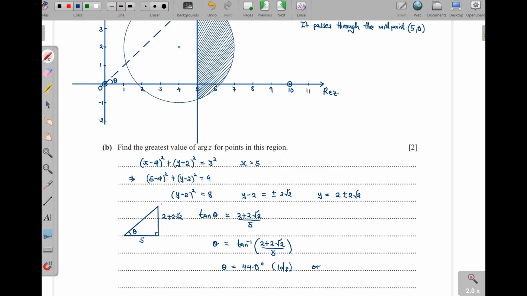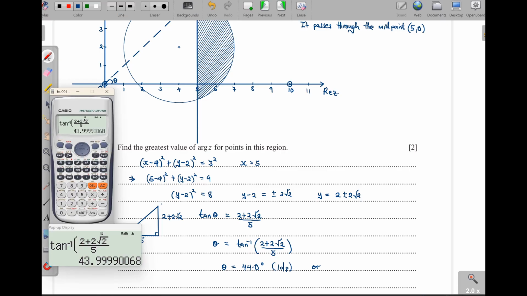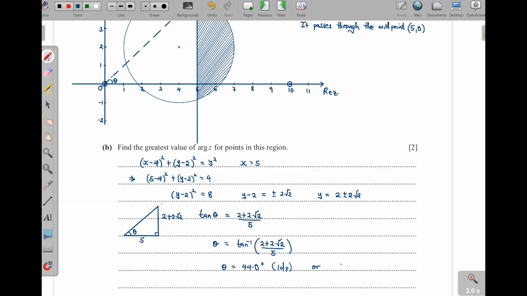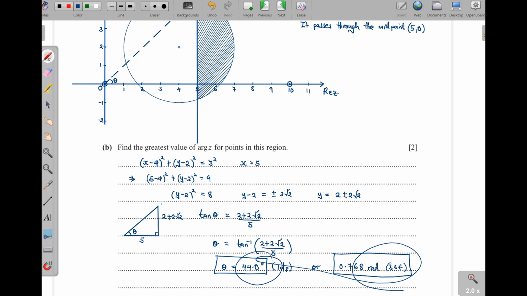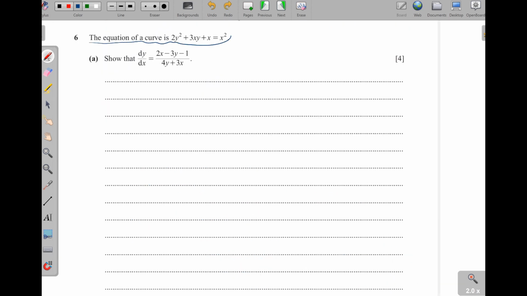Or if I'm putting it in radians, what do we get? The calculator is in degrees, so what I'll just do is change it to radians. Shift, then mode, rad is 4, then I press equals again. So that is 0.768. This is in radians, and it has to be to 3 significant figures. So whichever you want is what you write. But do not write these two answers in the exam. You just put it either in degrees or in radians. Question 6, the equation of a curve is this one here.